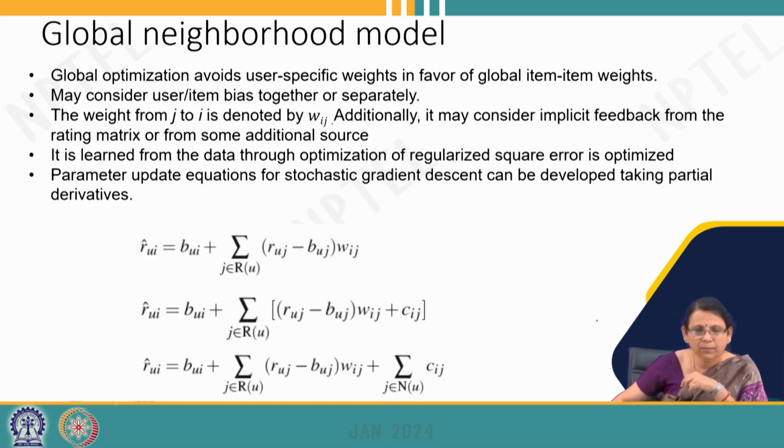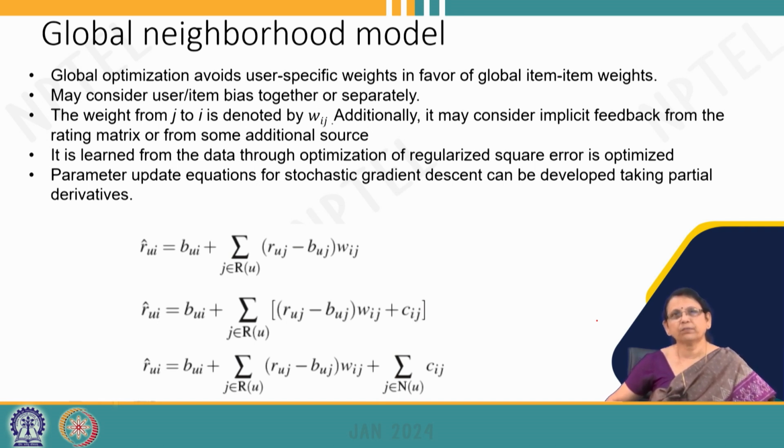This global optimization avoids user specific weights in favor of global item weights. It may consider user item bias together or separately. The weights from some item j to i we can denote by wij. Additionally, it may consider implicit feedback from the rating matrix or from certain additional source, and how to get it from the rating matrix we saw last class.